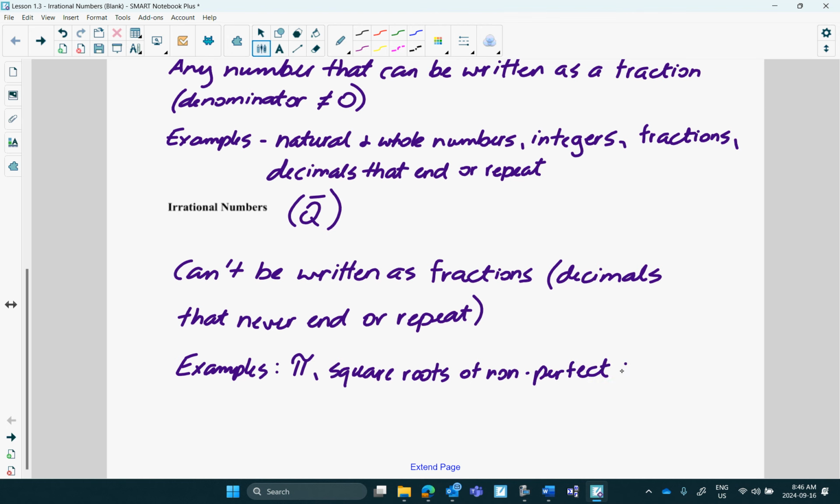So if you think the square root of 0 is 0, square root of 1 is 1, and those are rational numbers because you can write them as fractions. The square root of 2 is 1 point something, and it turns out that decimal never repeats or never ends. Same with the square root of 3. Square root of 4 becomes 2. That's rational. The square root of 5 is not, square root of 6 is not, etc.